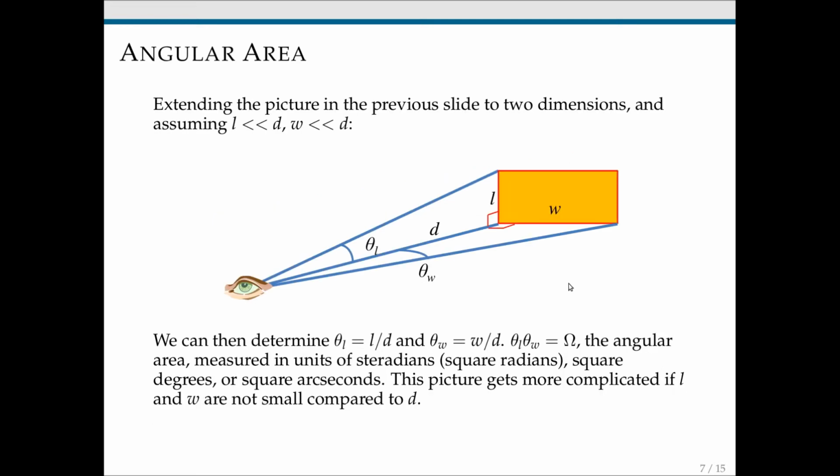We can extend this to 2 dimensions. Take an object of length L and width W. We can construct identical triangles as we did in the previous diagram for both L and W, and from that obtain angles theta L and theta W. Now theta L times theta W is equal to omega, which is called the angular area. This has units of steradians, square radians essentially, square degrees, or square arcseconds. Note that if L and W are not small, this picture gets a lot more complicated.